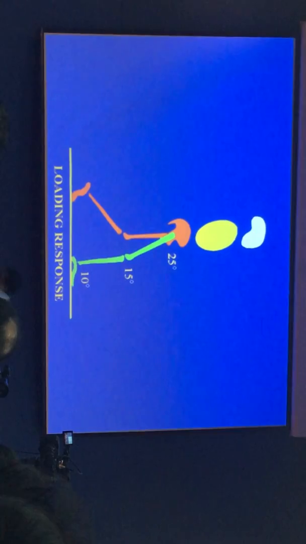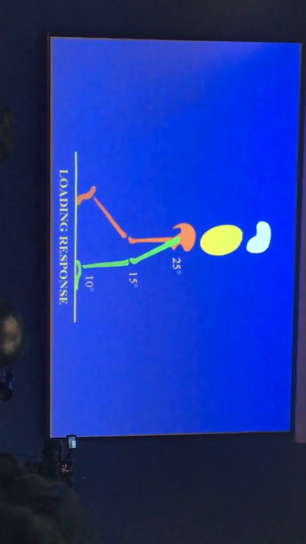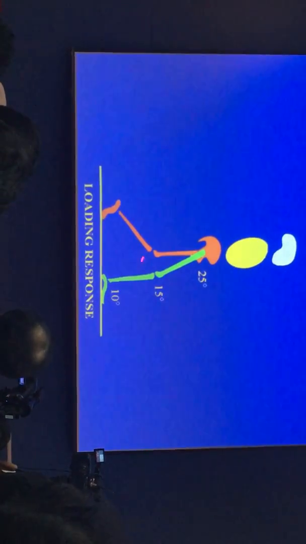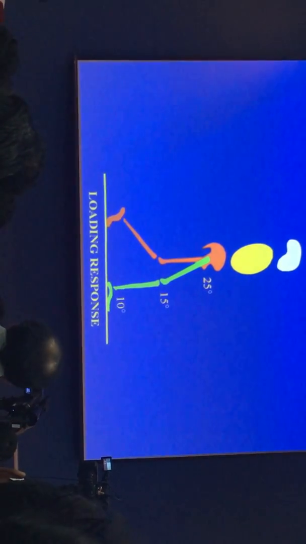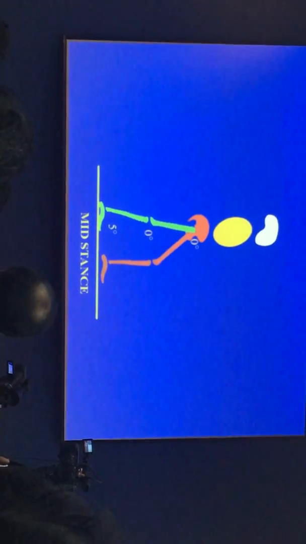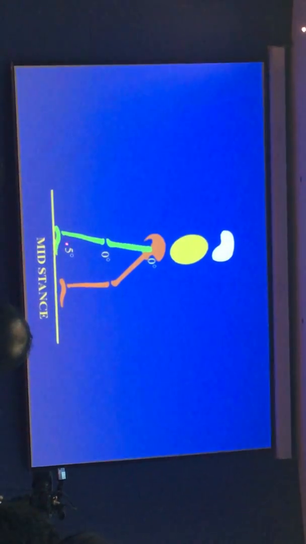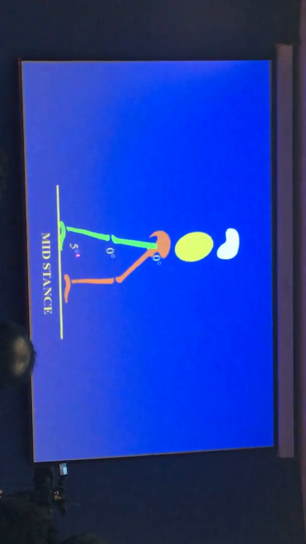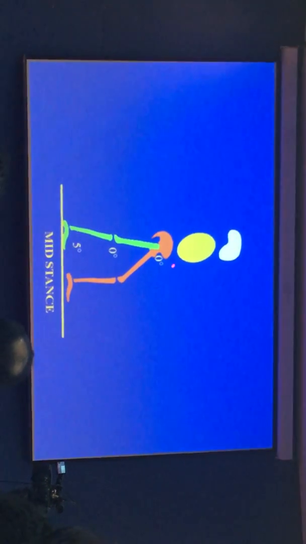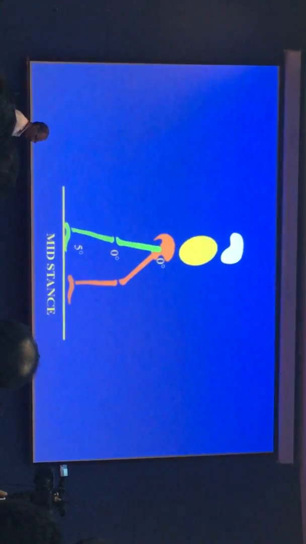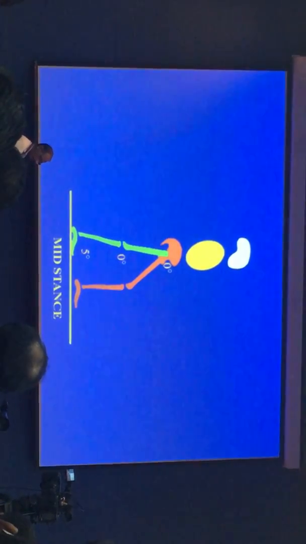So you have to understand this. The next position is 10 degrees of plantar flexion there, and 15 degrees of flexion there, and about 20 to 25 degrees of flexion there. And as you go on to mid stance, this now moves on to slight 5 degrees of position here, 0 degrees here, almost 0 degrees here. So if you watch here, heel strike, foot flat, that's 15 degrees of plantar flexion.